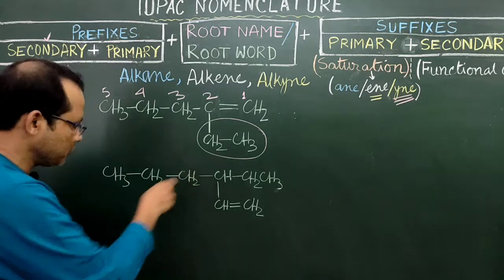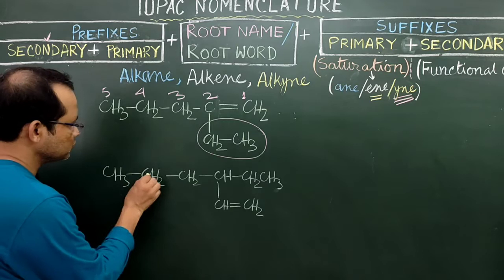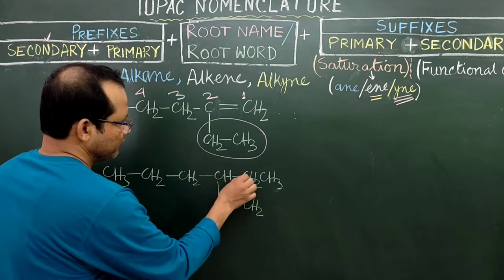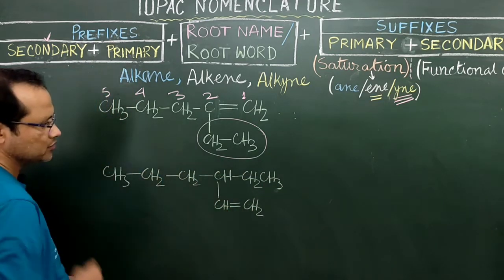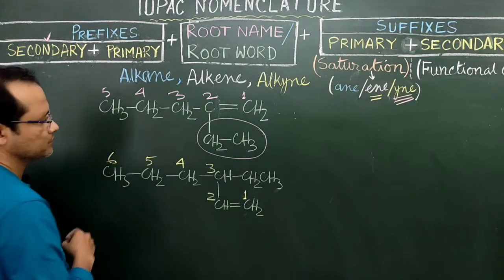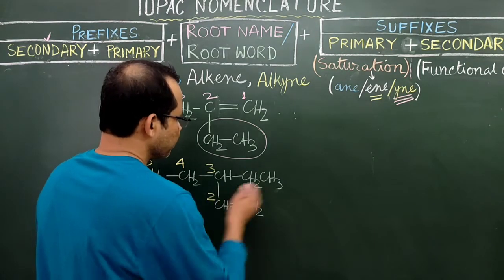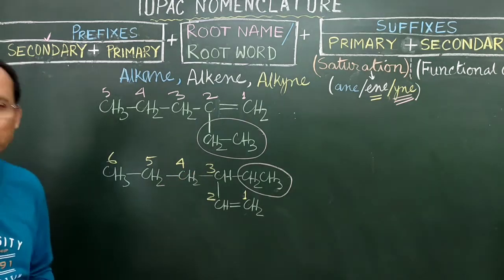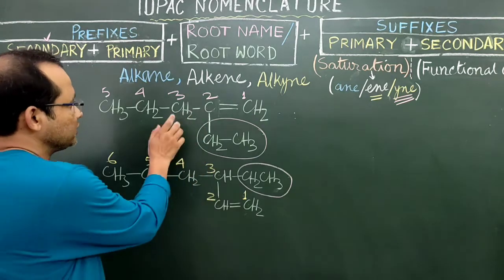Now if we come to this one, which one will be the number one? Let's see. 1 2 3 4 5 6 or 1 2 3 4 5. So the longest chain will be this one. Now this is the longest carbon chain, and in this case again this will be the side chain. Now how to give the name of these compounds? Now come to this one. This is almost similar to this, so we are solving this one.